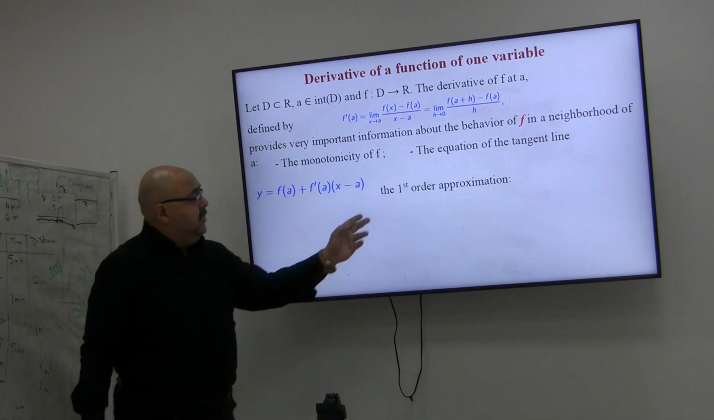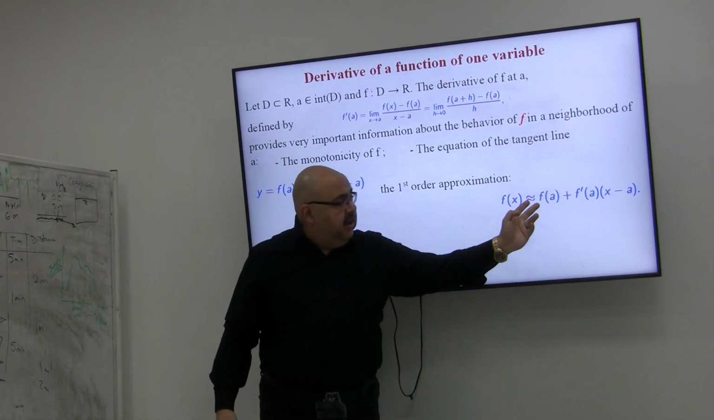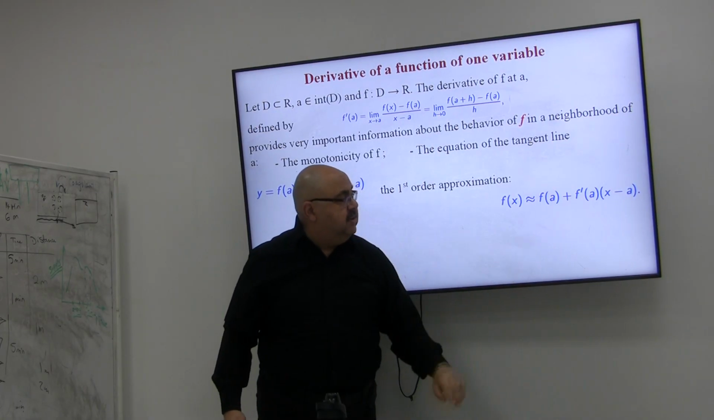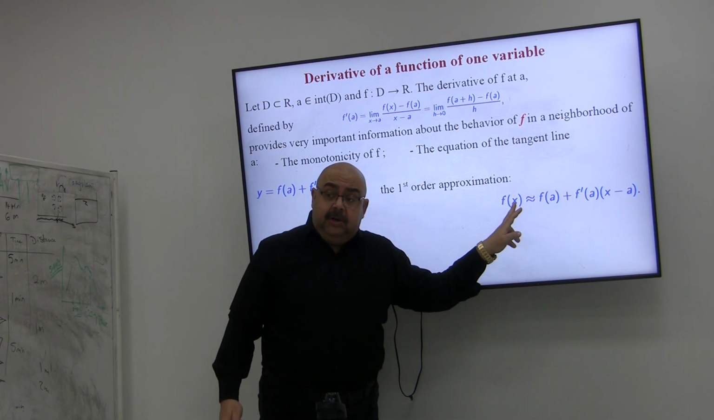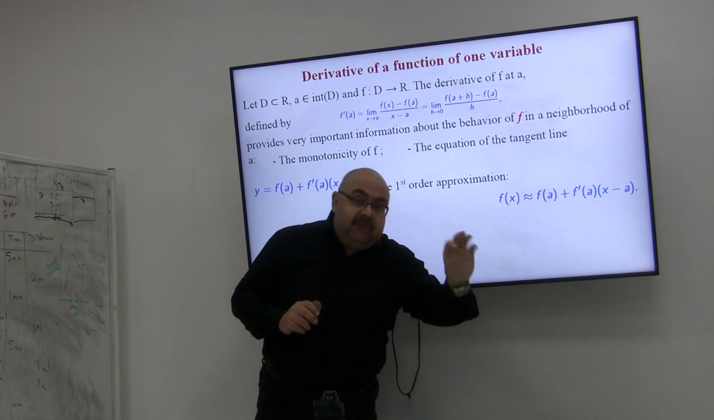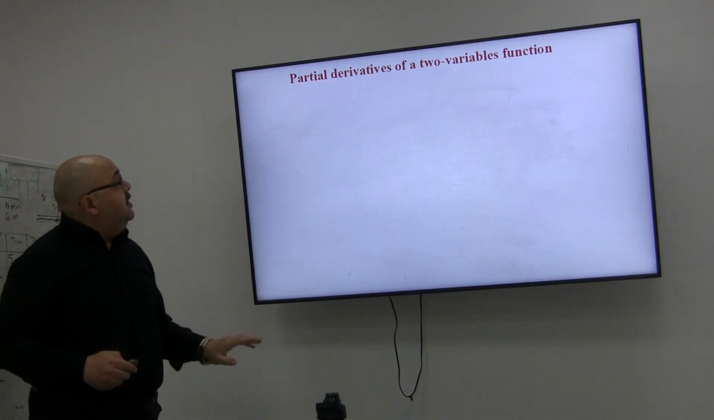Okay, once more, that's the first order approximation, which is f of x is approximately equal to f of a plus f dash at a certain point times x minus a. I can use this relation to approximate the value of a function in the neighborhood of a certain point. Okay? This is the approximation.